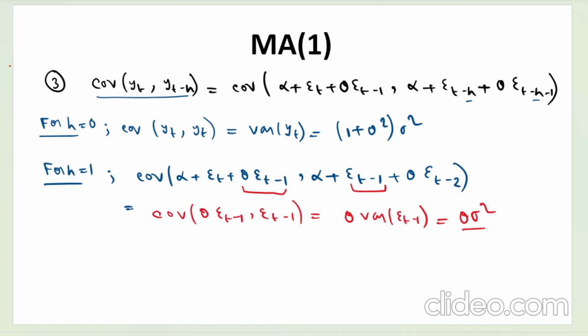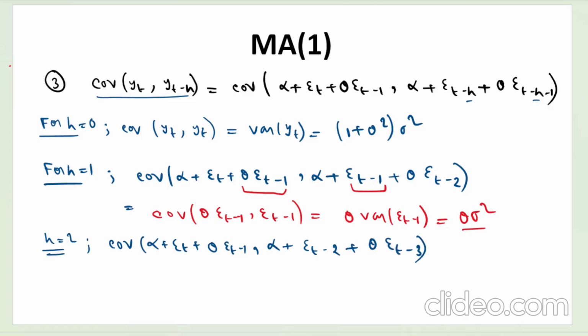Now what will happen for h equals 2? For h equals 2, this will be the covariance of alpha plus epsilon t plus theta epsilon t minus 1, and alpha plus epsilon t minus 2 plus theta epsilon t minus 3, right? This is what you have. Now let's see, do you have any common term? Epsilon t minus 1, epsilon t minus 2, epsilon t minus 3. There is no common term, so the covariance will be 0. And now if you continue like this, h equals 3, h equals 4, and so forth, you will see every covariance term is 0.